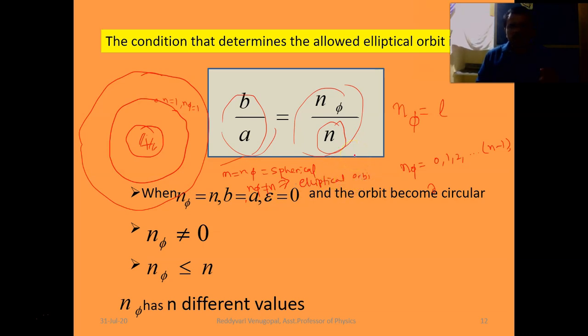The eccentricity varies for different values of n phi. If n phi is equal to n, then the orbit shape is circular. If n phi is not equal to n, then the orbit shape is elliptical. So if we consider this one, n is equal to 2, in this one 2 orbits will be there. We call them suborbitals. So one is for n is equal to 2 and n phi is equal to 2.